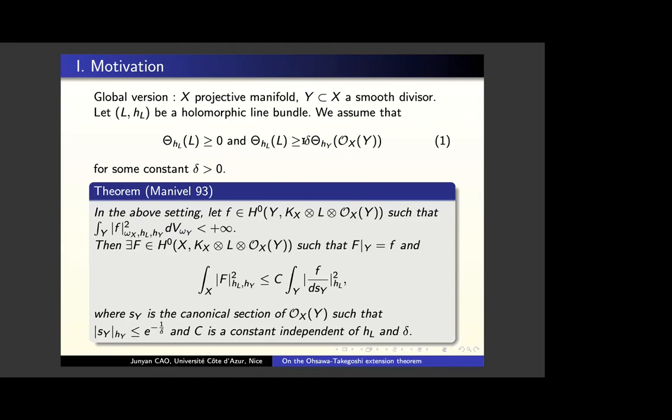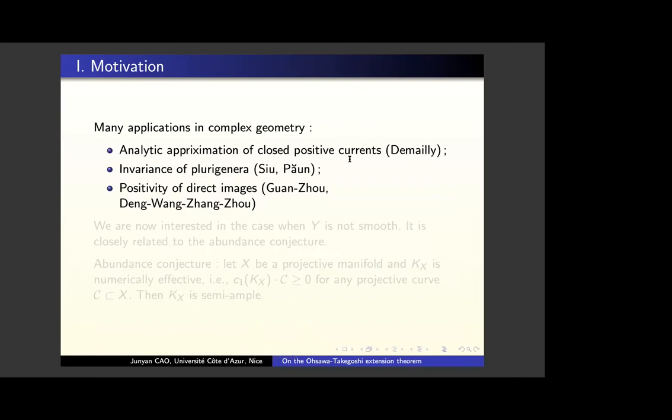So that's the theorem of Hörmander-Weil in the case where Y is smooth. The Ohsawa-Takegoshi extension theorem, even in the case where Y is smooth, has a lot of applications. For example, Mai used the local version of the extension theorem to prove that any positive current can be approximated by currents with analytic singularities. And Xu proved the invariance of Plücker genera in the projective case by using the Ohsawa-Takegoshi extension theorem. And there is a simple proof by Mihai Păun.